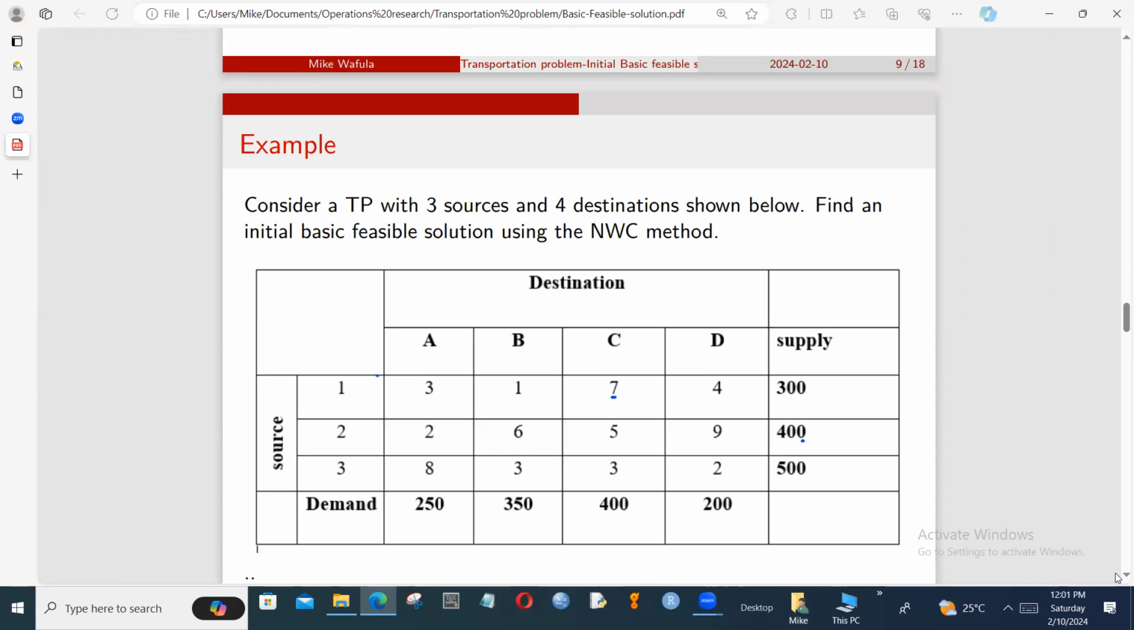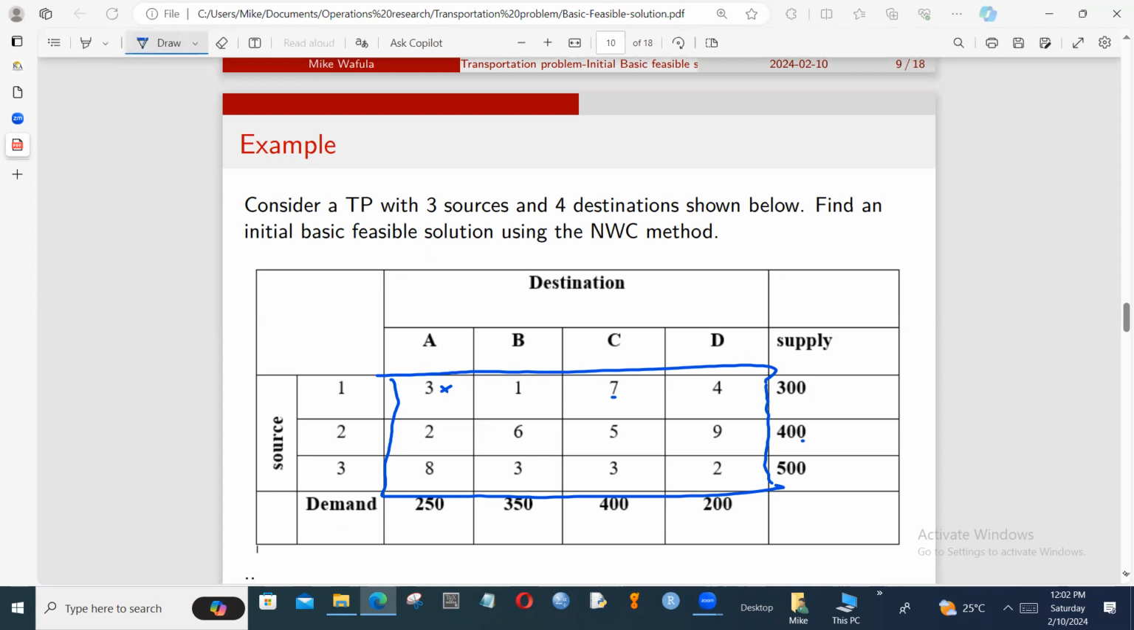So this is a table. This is what is more important for us. If we are to draw a compass, the northwest corner cell is this corner on the far upper side of the left. So this is the cell that we want to allocate first for using the northwest corner method. So you draw a line under it.